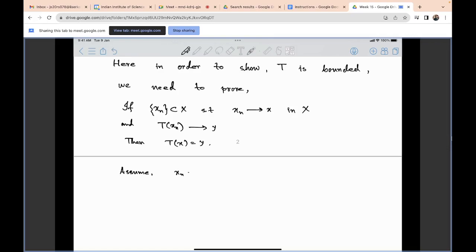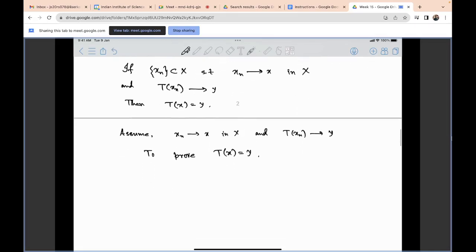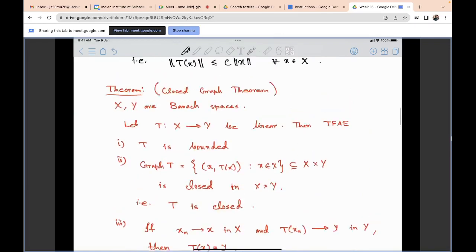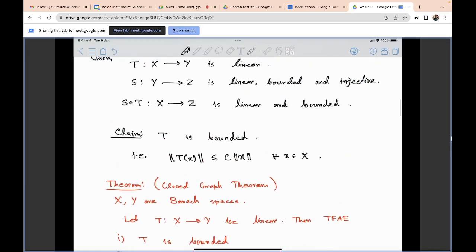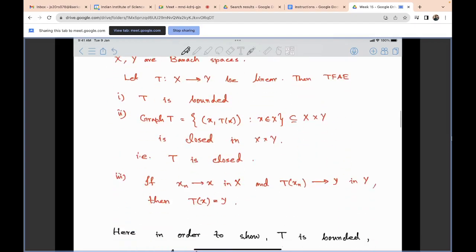Assume xn converges to x in X and T xn converges to y. To prove: T of x equals y. Now what is given? It is given that S compose T is linear and bounded, right?